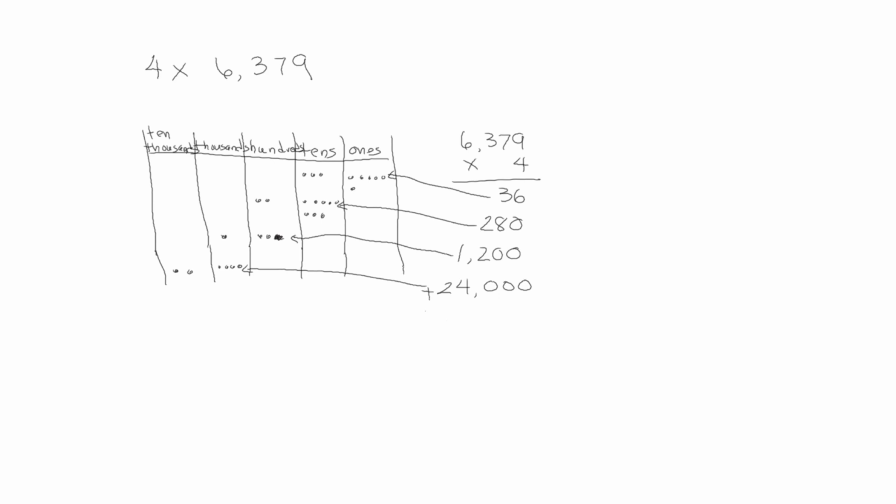Okay, and let's add all that up. 6 plus 0 plus 0 plus 0 is 6. 3 plus 8 plus 0 plus 0 is 11. 2 plus 2 plus 1 is 5. 1 plus 4 is 5. And 2.